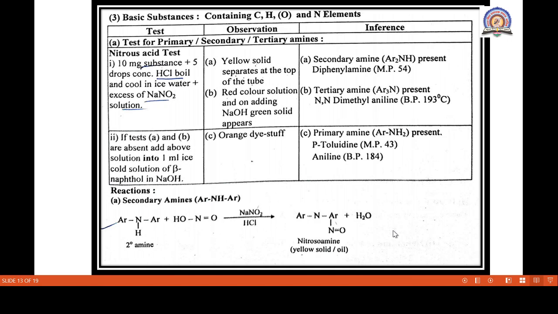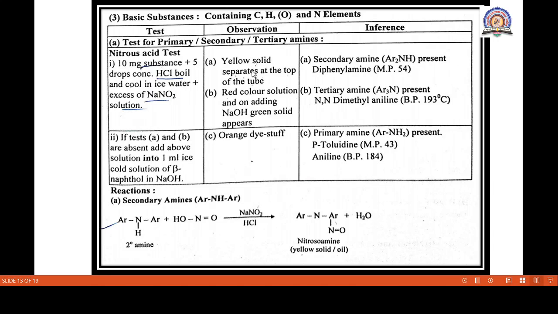Okay. Then next, basic compounds containing CHO and N elements. In that, the first is the test for primary, secondary and tertiary amines. We know that amines are present in three forms: primary, secondary and tertiary. So the nitrous acid test we perform first: 10 milligrams of substance, then we add 5 drops of concentrated HCl, boil, cool in ice water and excess NaNO2 solution is added.